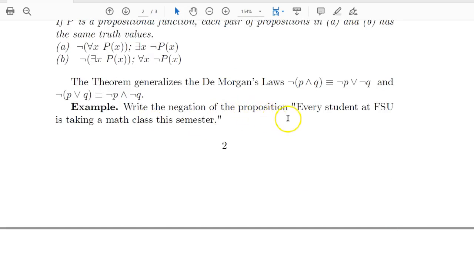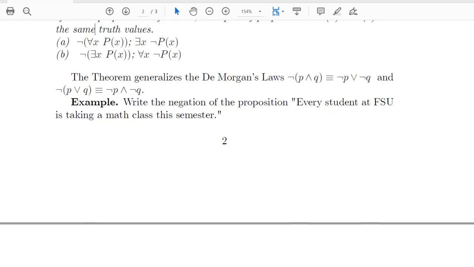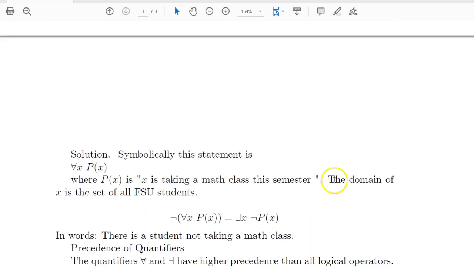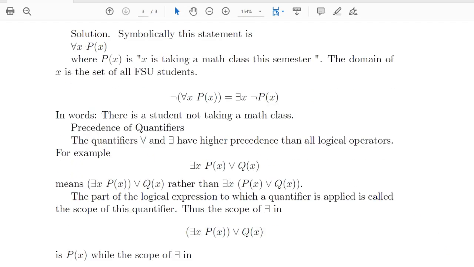Write the negation of the proposition: every student at FSU is taking a math class this semester. Symbolically, this statement is for every x P of x. P of x is the propositional function x is taking a math class this semester. The domain of this course is the set of all students at FSU.